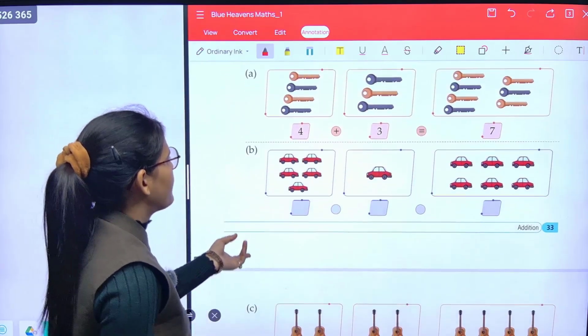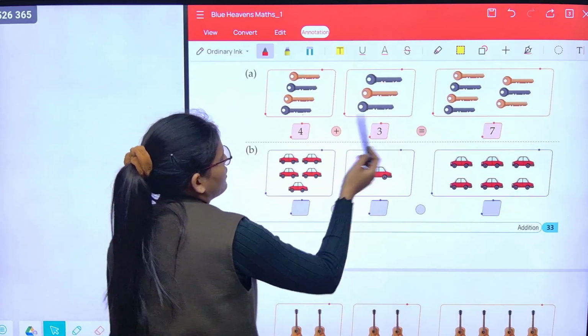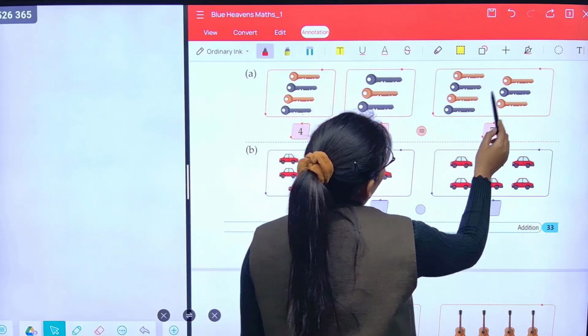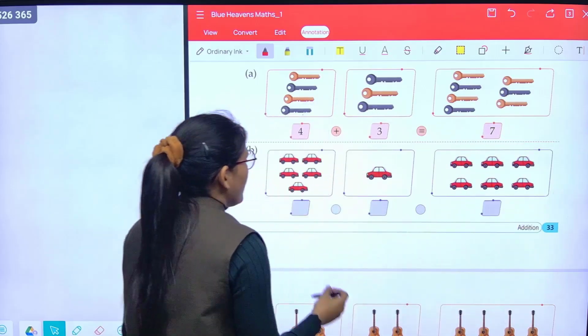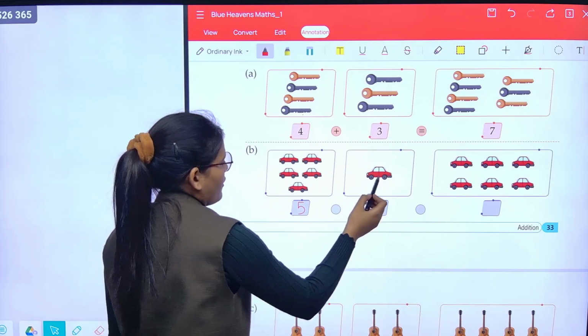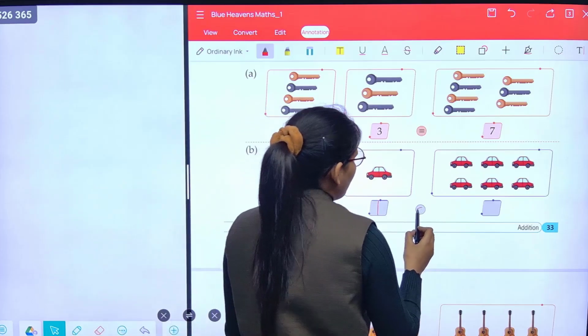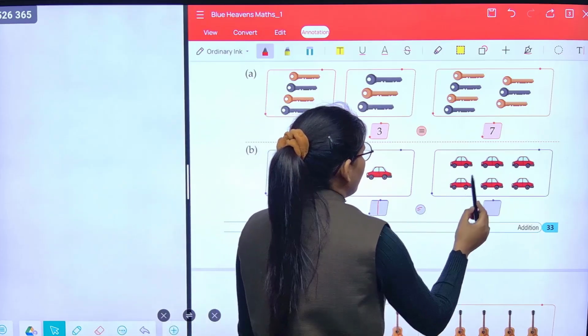Class, see. How many keys? 1, 2, 3, 4. 1, 2, 3. So, total 1, 2, 3, 4, 5, 6, 7. Now, class, how many cards? 1, 2, 3, 4, 5. 1. Put the sign of addition and equal to: 5 plus 1. 1, 2, 3, 4, 5, 6.